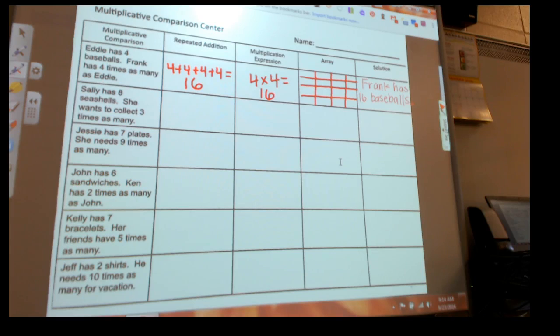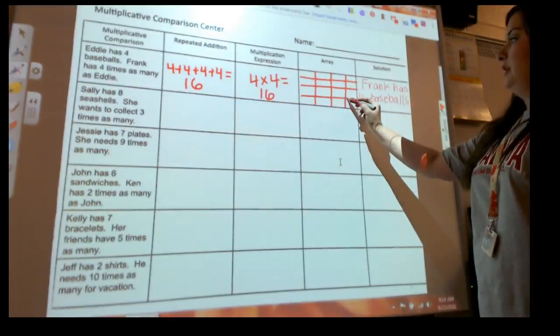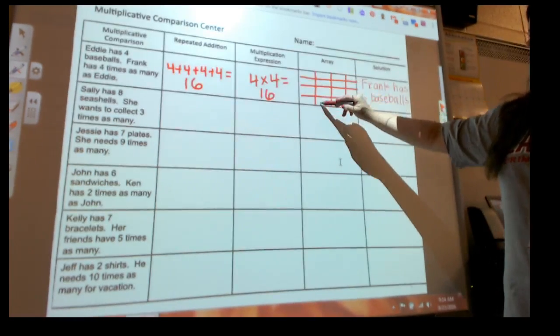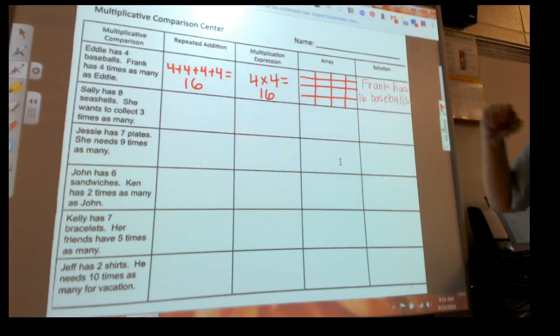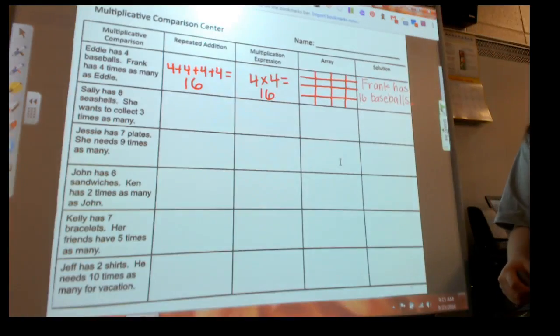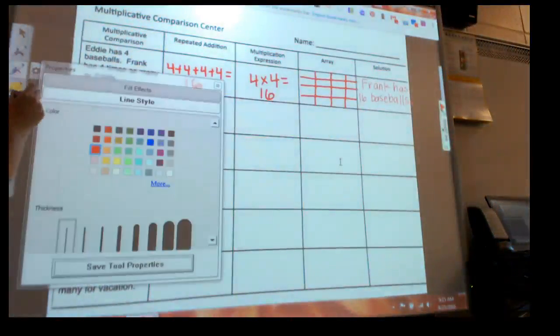How many rows do you have? Make sure you have 4 rows. I have 1, 2, 3, 4, and make sure you have 4 columns. 1, 2, 3, and 4. Everybody understand so far? All right. Read the next one for me, Zachary.